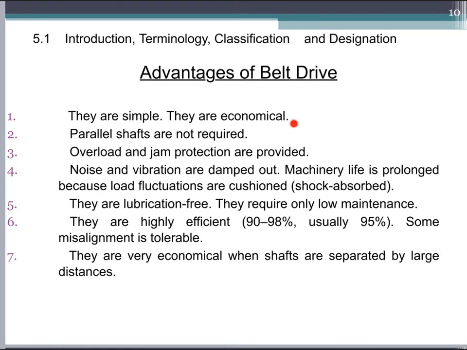There are some advantages related to belt drive. First, they are simple and of course economical compared to others. And then parallel shafts are not required.